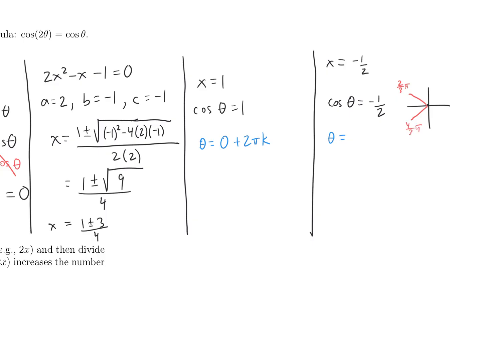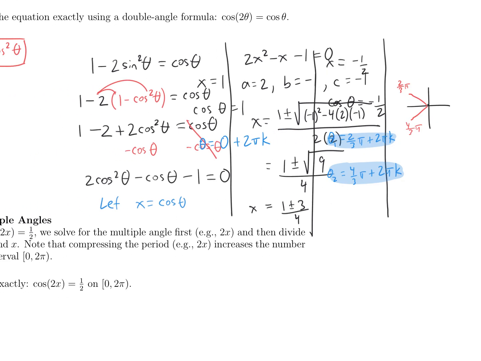Okay, so let's write that out. 2/3 pi, I'll call that 1, and I'll call that 2. 4/3 pi, but we must add 2 pi k to each of those to find all solutions, including the coterminal ones. So there we go, and there we go. And that will do it for that problem. Okay, let's keep going down here.